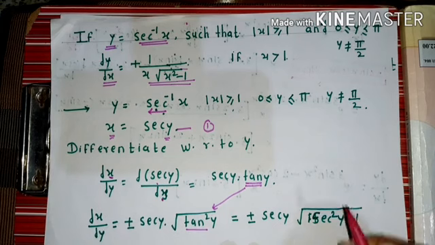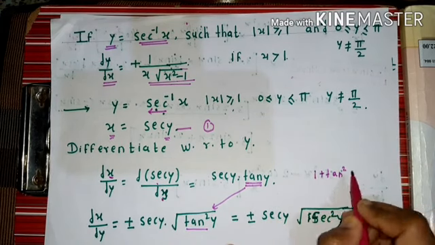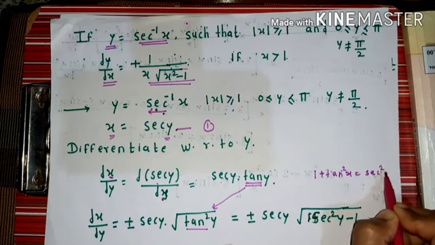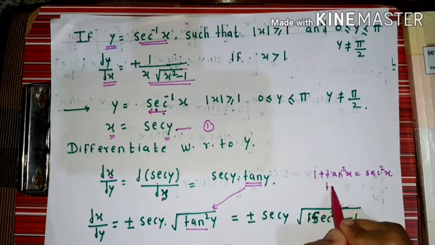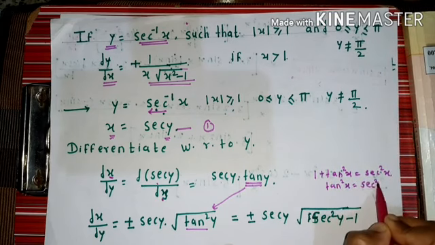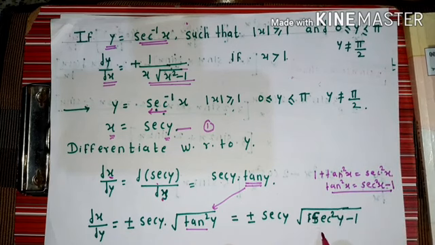But we know the formula, that is 1 plus tan square x equal to sec square of x, and therefore tan square of x equal to sec square of x minus 1. We put this formula into this square root, that is we have put the value of tan square y as sec square of y minus 1.